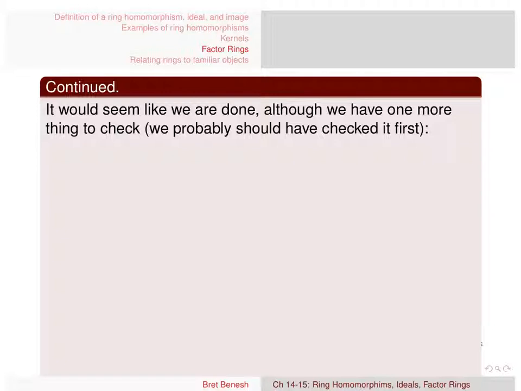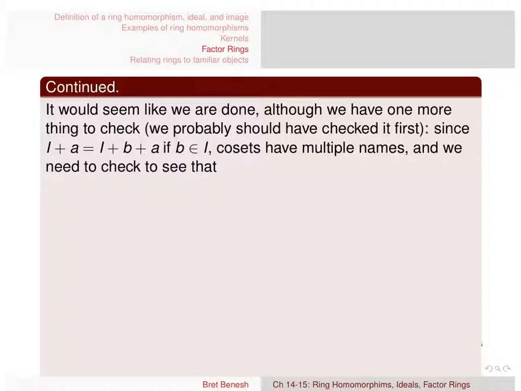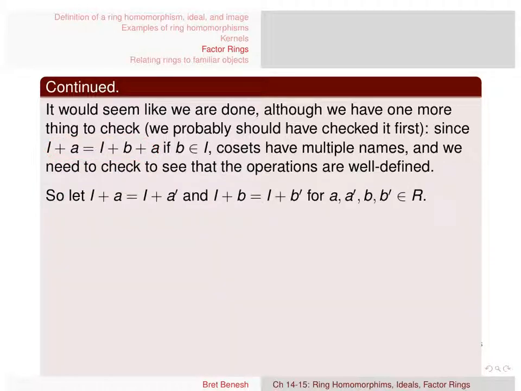There's one more thing to check, and it probably should have been checked first, but I just wanted to get the main idea. This is kind of a technical detail. Cosets have multiple names, so we still need to see that things are well defined. We need to make sure that the multiplication doesn't change depending upon the name of the ideal we use, or the name of the coset we use. So let's suppose we have two different names for the same coset for each of these cosets.